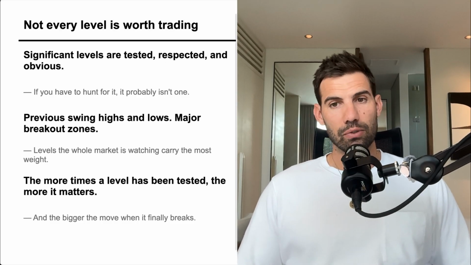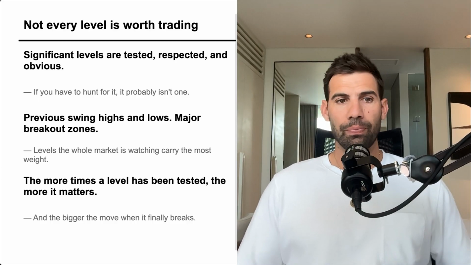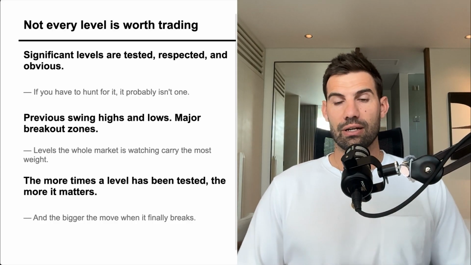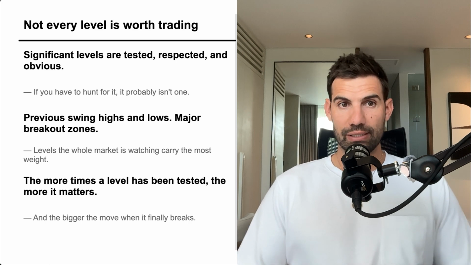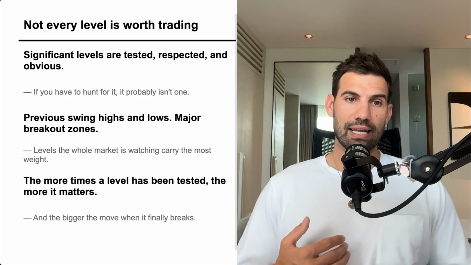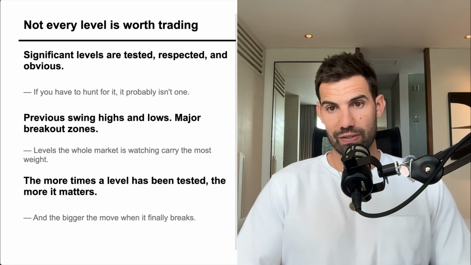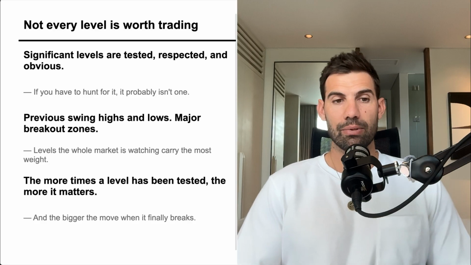And lastly, the more times that a level has been tested, the more that level matters. For example, we can use the Bitcoin chart as a good example of this. Right now, the BTC chart is currently rejecting 76K. BTC has had a bit of a tough time respecting and reacting to 74 to 76K. There's two levels to keep an eye on.